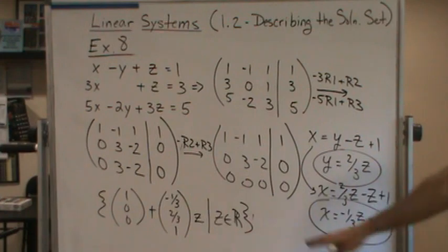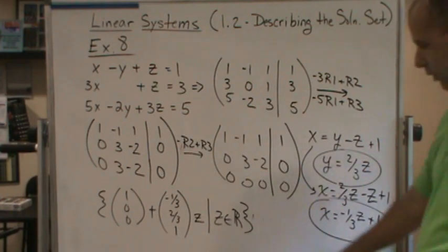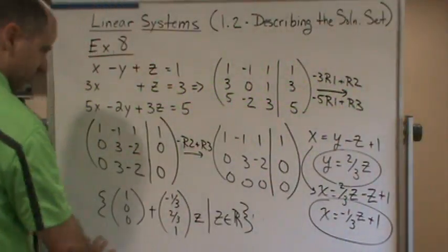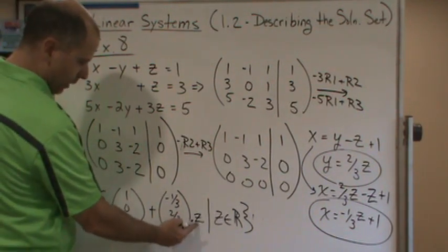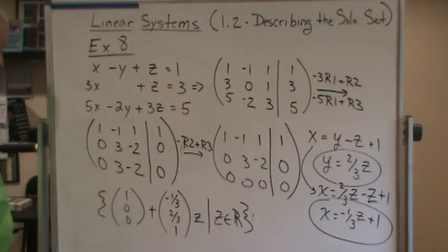Okay? So, just to kind of give yourself a check, if you don't see how we go from this to this, just go the other way and check it. Okay? And that's it. Oh, and by the way, if z is 0, we get the particular solution 1, 0, 0.